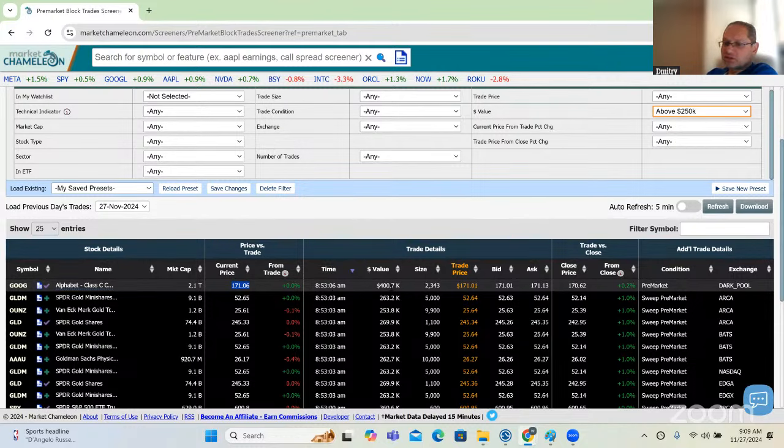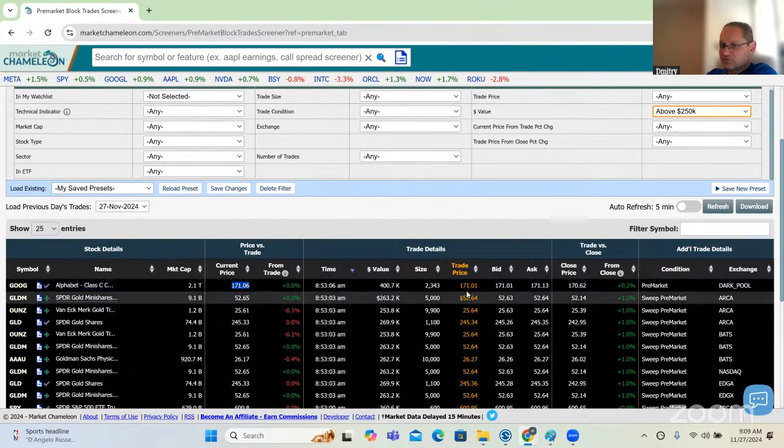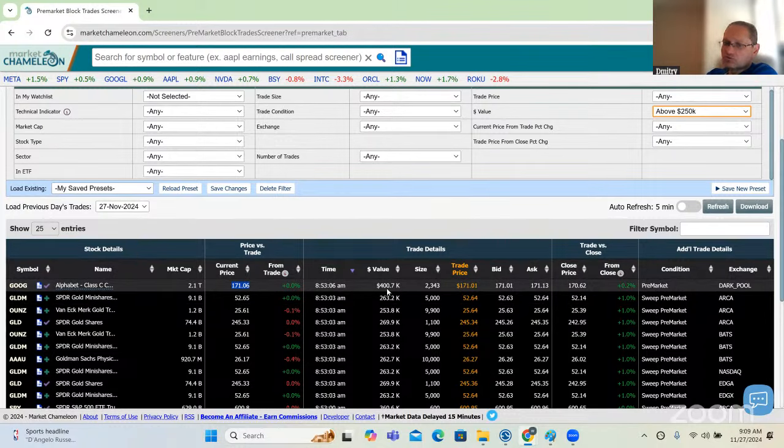This traded, you can see here, the size was 2,343 shares for a price of $171 and a penny, which is over $400,000 worth of stock in one transaction. Okay, so that one transaction involved $400,000 from the buy and sell side. This was where the NBBO market was, the national best bid and national best offer at the time this trade was reported. So it was 171.01 bid, 171.13 offer.